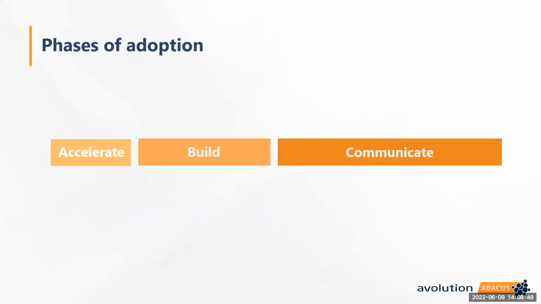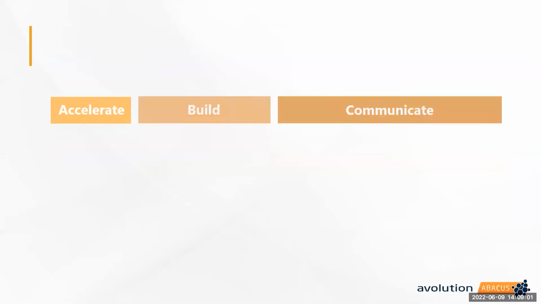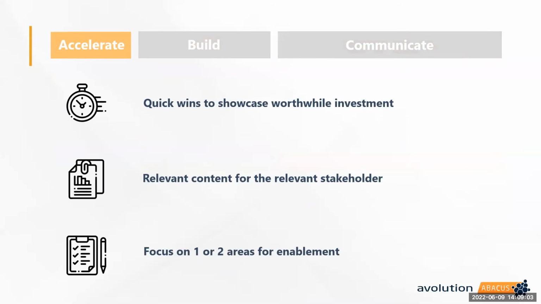Now, typically, when we start thinking of EA adoption, of course, from our perspective, it's usually the adoption of EA, but also the adoption of an EA tool. We've split this into 3 phases. So the first phase is this acceleration phase. When we're first starting off, we want to make sure that we can actually get some quick wins out of a tool to show that it's being a worthwhile investment.